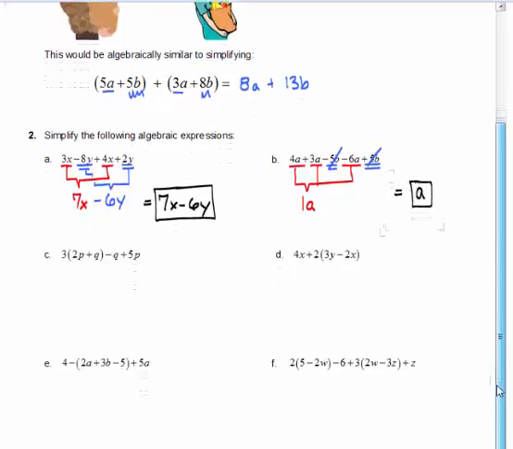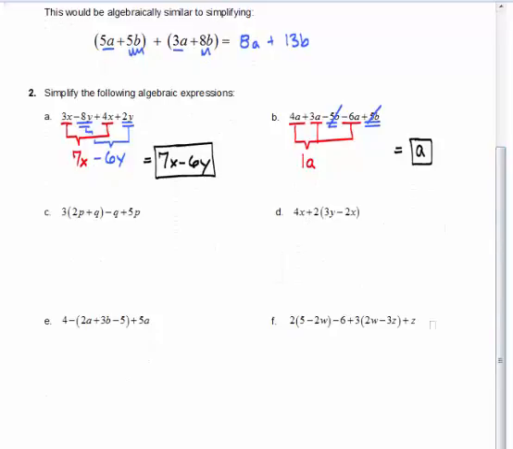Alright, for a problem like C, before you can combine like terms, we will have to first distribute that 3 inside the parentheses. So we'll have to do 3 times 2p and 3 times q. So this will be 6p plus 3q, and then I'll just rewrite the rest of this. I'll bring down the minus q from before and the plus 5p from before. And now I'll look for like terms.